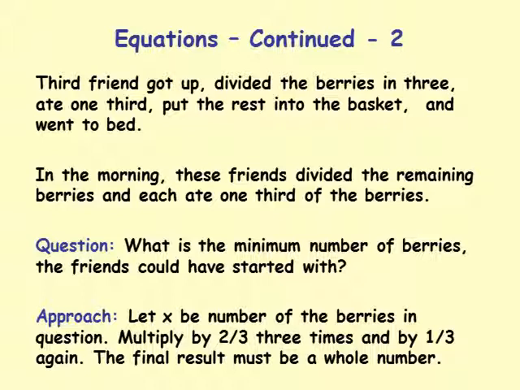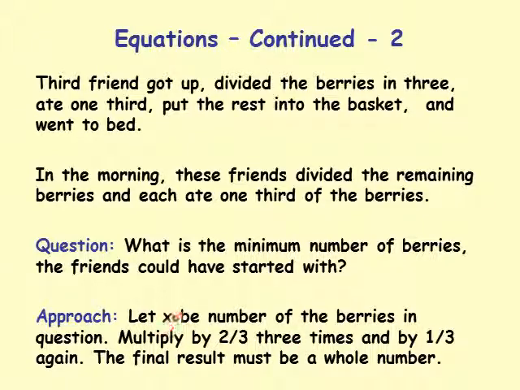Let's continue. The approach is that x be the number of berries in the question. So we would use a variable here. Introduce a variable and multiply that by two-thirds three times. The first friend ate a third, left two-thirds. The second friend ate a third of that, left two-thirds of that. The third friend ate a third of whatever we had and put back two-thirds. And the final result must be a whole number.